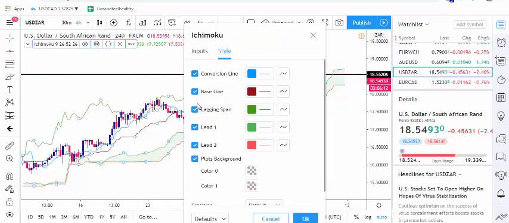So the conversion line, the baseline, the lagging span. The conversion line is known as the Tenkan-sen. The baseline is known as the Kijun-sen. The lagging span is called the Chikou. And the lead 1 and lead 2 are the Senkou span A and Senkou span B. And of course, the background, color 0, color 1, these are the Kumo clouds, all right? So green is for buy, red is for sell. When the cloud ahead is bullish, it turns green. When it's bearish, it turns red.